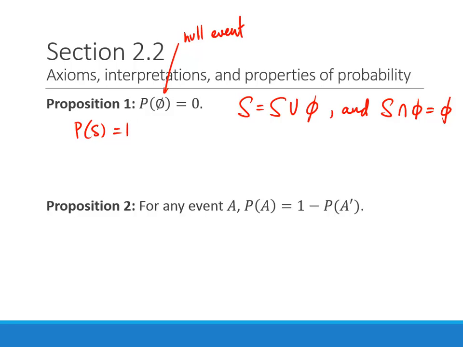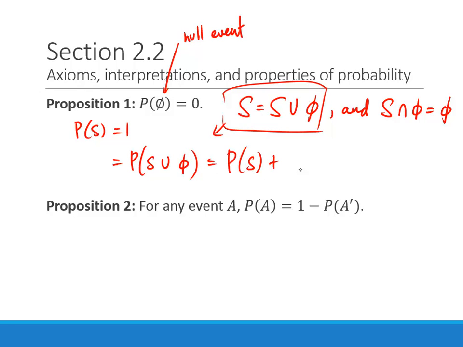So we already saw that the probability of the entire sample space is 1. And from this, we can say that this is also equal to the probability of S union the empty set. Because those 2 events are disjoint, this is equal to the probability of S plus the probability of the empty set.